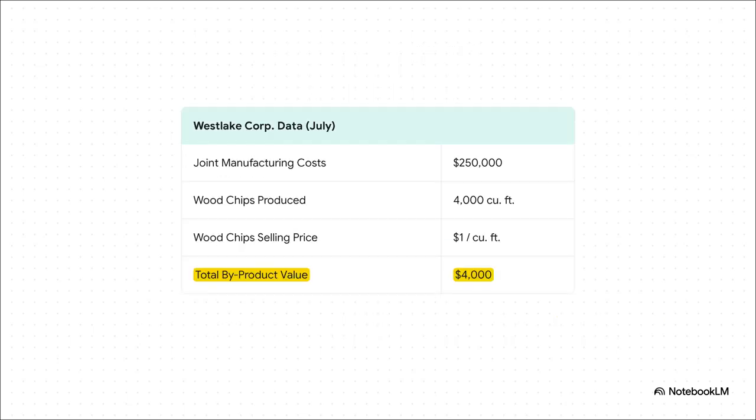Now for the numbers. Let's see what we're working with. It cost them $250,000 to run the process up to that split-off point. Along the way, they produce 4,000 cubic feet of wood chips, and they know they can sell those chips for $1 per cubic foot. So you do the math. That's a total value of $4,000 for our byproduct.